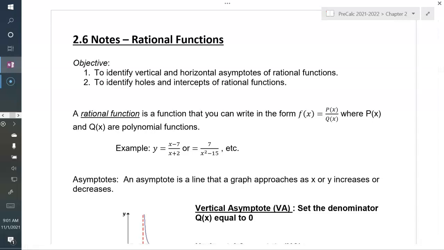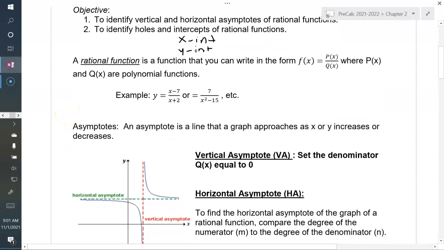And what we're going to do today is identify the vertical and the horizontal asymptotes of a rational function. And we're going to identify holes and intercepts, both x-intercept and y-intercept. And this information that we are gathering from these functions, we're going to use in section 2.7 to sketch graphs of the functions. So first up, what is a rational function?